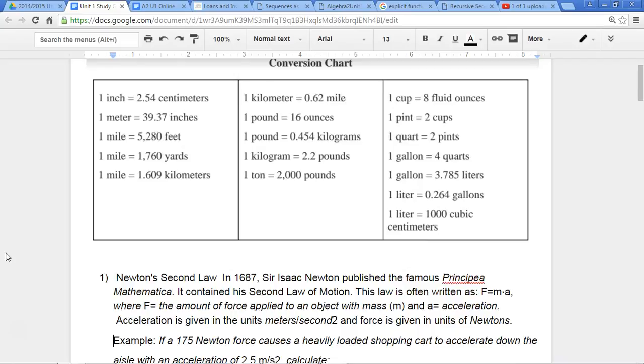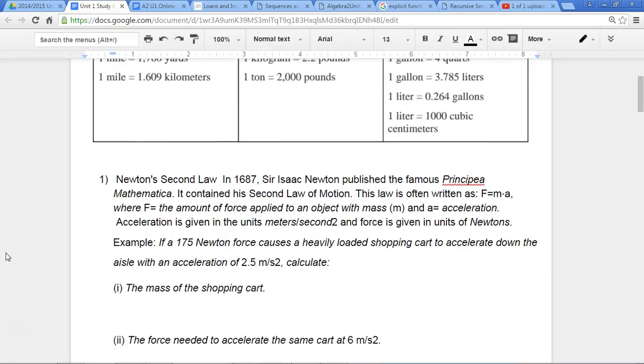So the first question, Newton's second law. In 1867, Sir Isaac Newton published his famous Principia Mathematica. It contained his second law of motion. This law is often written as F equals m times a. You can see this is a direct variation. And then look right here, they defined the variables. F is the amount of force applied to an object, m is mass, and a is acceleration. Acceleration is given in the units meters per second squared, and force is given in units of newtons. It doesn't say what mass is given in, so we'll just leave it as mass.